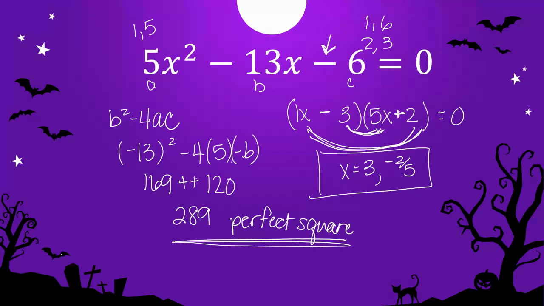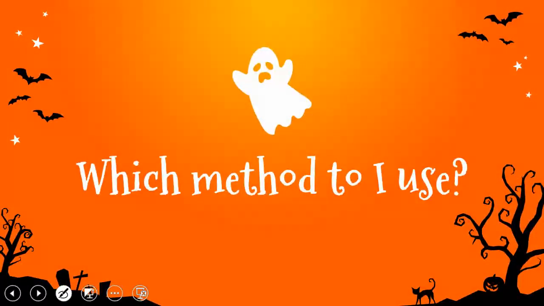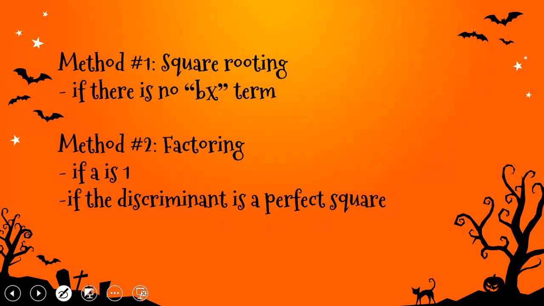So once I find the discriminant, that kind of leads me into which of my 4 methods is the best choice. Remember, my options are square rooting, factoring, completing the square, or using the quadratic formula. So how do we know which method we should be using? Our first option is square rooting, and remember that we want to choose that if there is no middle term. So when we have something, for example, like x squared plus 14 equals 0, there's no bx term, so on this, I want to solve by square rooting. That's going to be the easiest method.